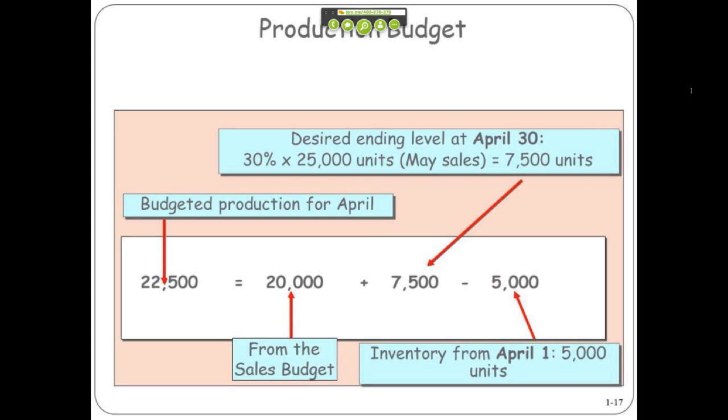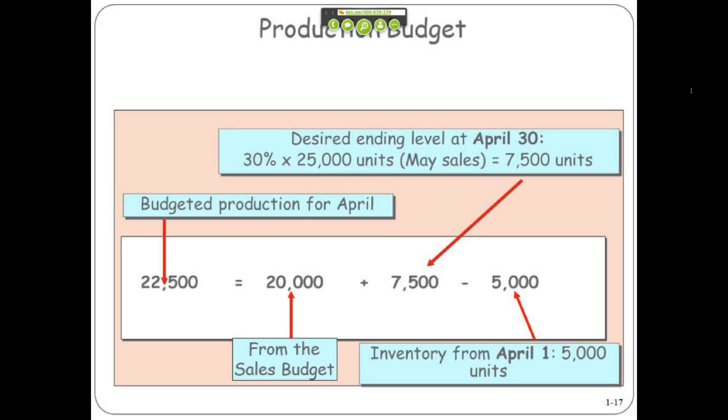The 7,500 units they want to have on hand at the end of the month, based upon 30% of the 25,000, which is 7,500, minus the 5,000 units they had on hand at the beginning of the month. So, in order to produce to the levels they expect to sell for that month, they will need to produce 22,500 units.